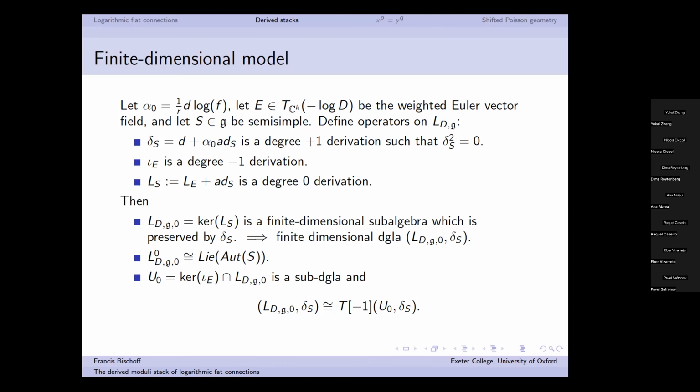The final thing is, if we now take this iota E and restrict it to this LDG0 and take the kernel, we get a sub-DGLA. And this sub-DGLA encodes everything in the sense that this DGLA is like a shifted adjoint of this one.